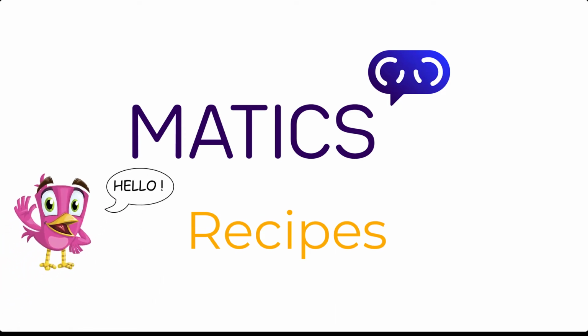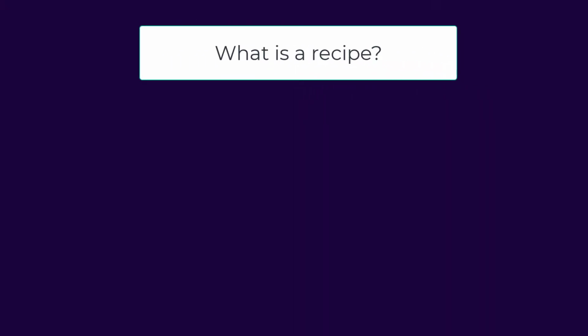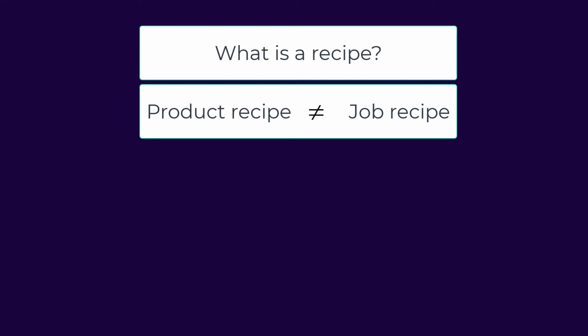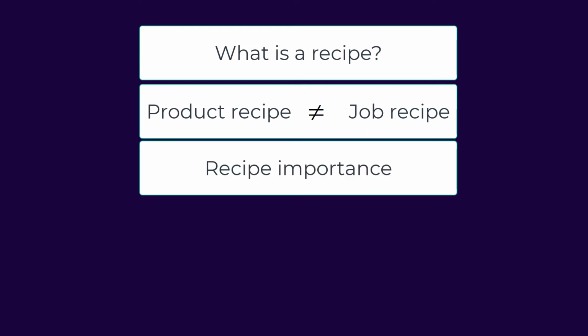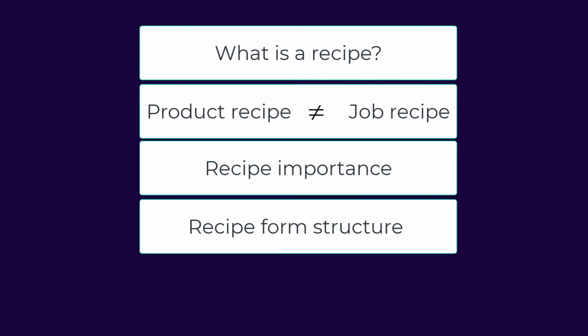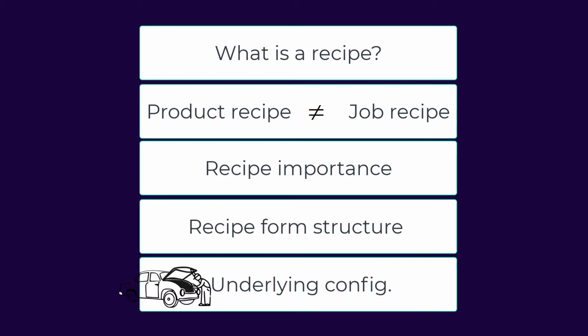The aim of this clip is to explain: 1. What recipes are, 2. What's the relation between product recipes and job recipes, 3. Why recipes are so important, 4. What's the structure of the recipe form, and 5. What's the underlying structure of recipes that's based on machine types and machines.